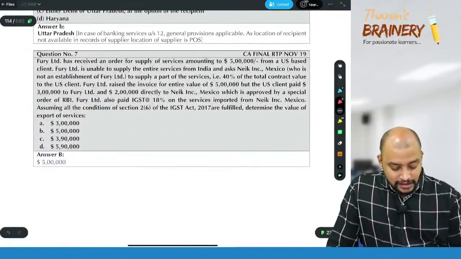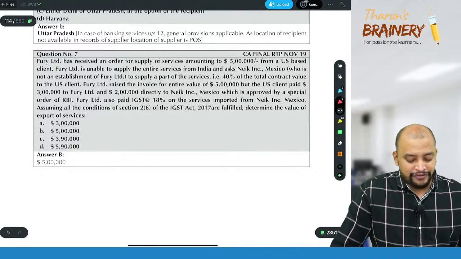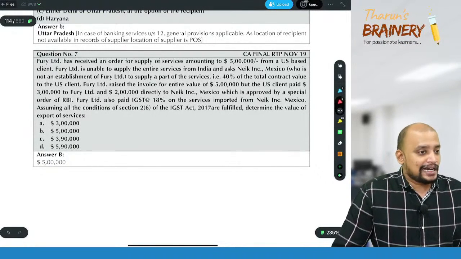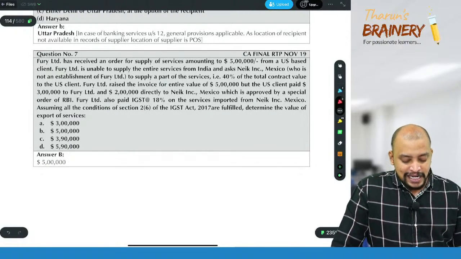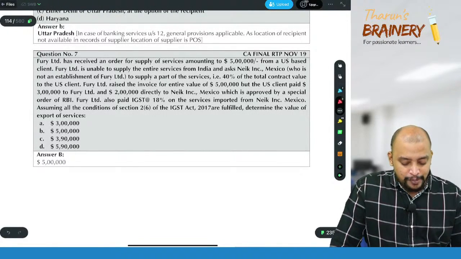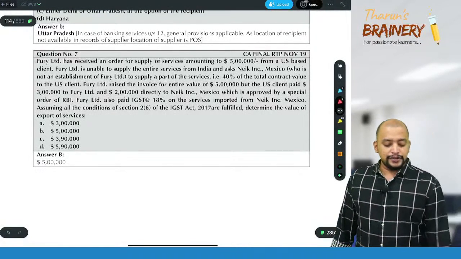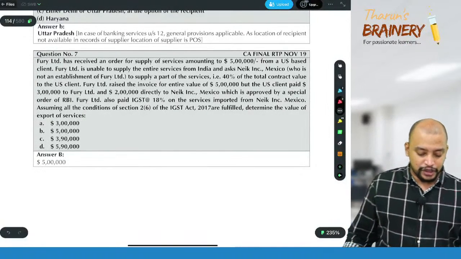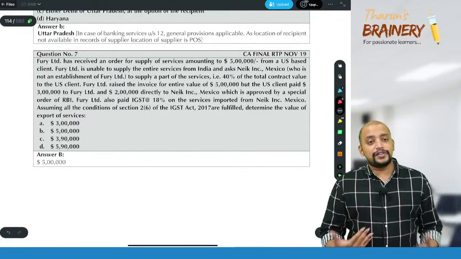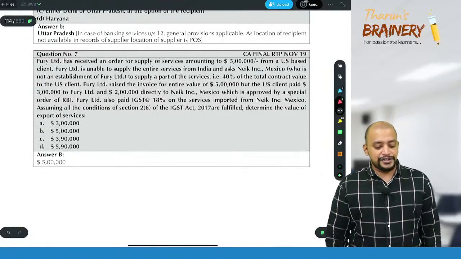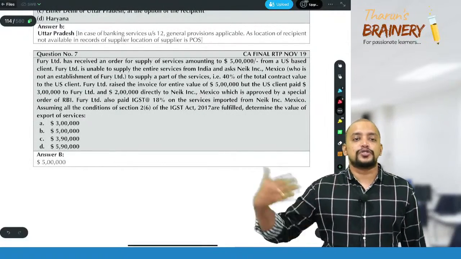Then, next, Fury Limited has received an order for supply of services amounting to 5 lakhs from a US based client. Fury Limited is unable to supply the entire services from India and asked NIC Incorporation, Mexico, who is not an establishment of Fury Limited, to supply a part of the service, that is 40% of the total contract value, to a US client. So, out of that 5 lakhs, 40%, that is 2 lakh dollars worth of services will be outsourced.